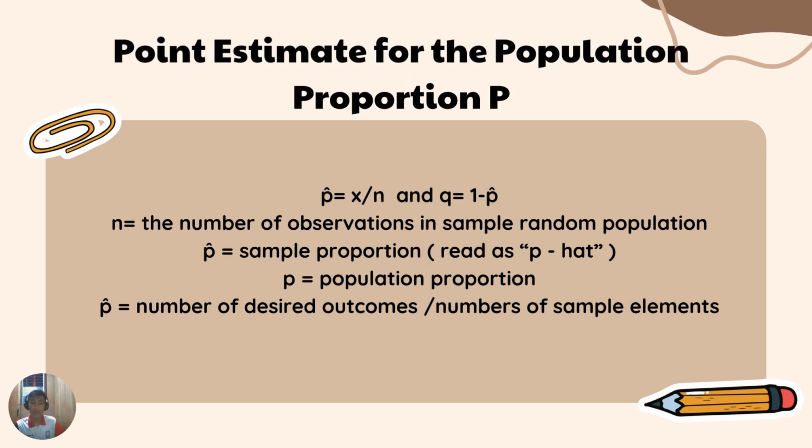Next, we have here a formula that we will use later in our examples. We have p hat is equal to x over n, and q is equal to 1 minus p hat, where n is the number of observations in a sample of the random population, and p hat is the sample proportion, read as p hat. And p is the population proportion, and p hat is equal to the number of desired outcomes over the number of sample elements.